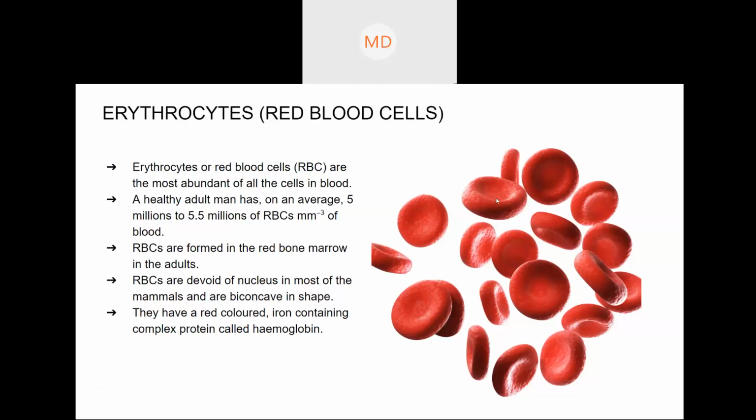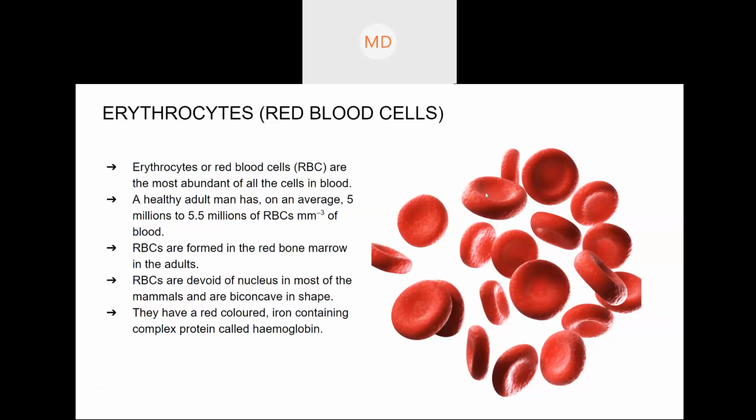And the shape of red blood cells, all of you know, is like a button. This inward curve is there. That's why it is known as biconcave. What does concave mean? This inward thing. In concave and convex lens, which all of you have read, concave means this inward movement, this curve.